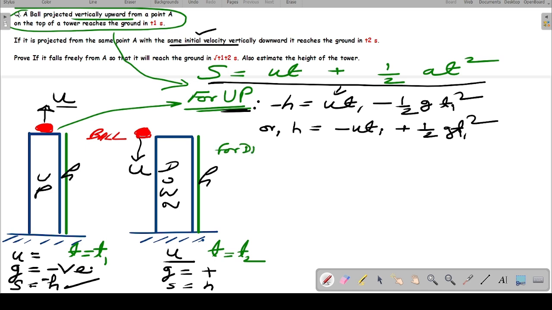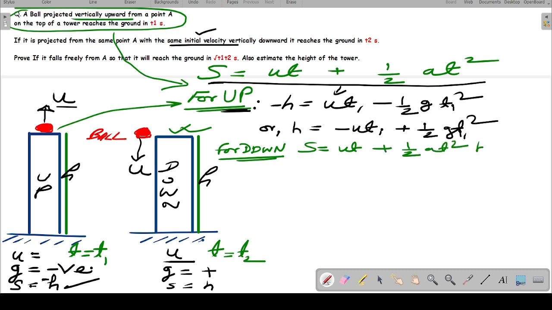Now in the second case, when the ball is thrown downward with a velocity u, the value of s will be equal to h, right? So put the values into the equation of motion s equal to ut plus half at square, right? This is the equation.